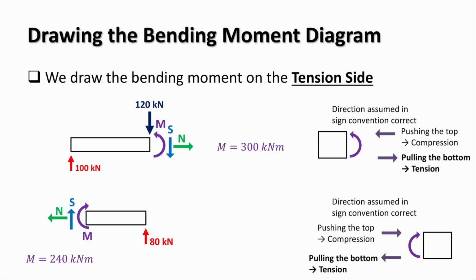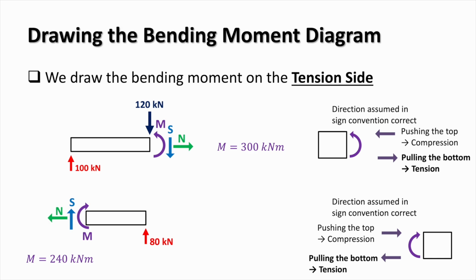Concrete is very strong in compression but weak in tension. So we add reinforcement bars where the tension side is, because that's where cracking occurs and that's where we need the reinforcement. So by drawing the bending moment diagram on the tension side, we can immediately identify the critical regions of the beam and see where reinforcement needs to be placed.